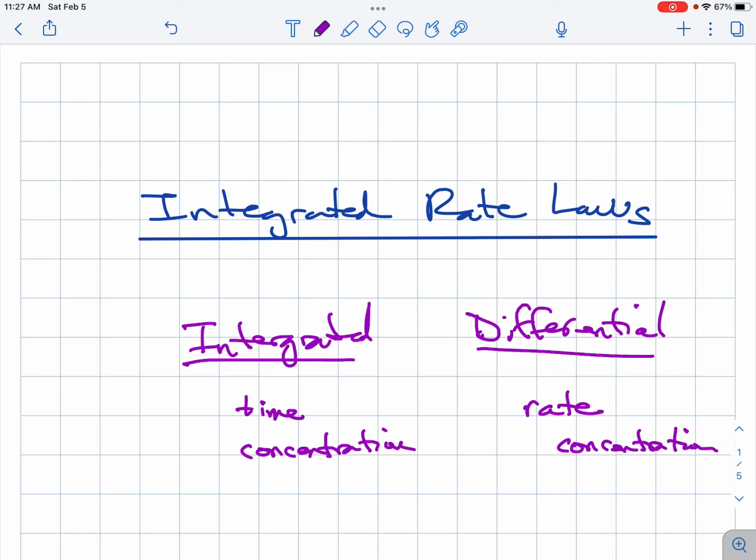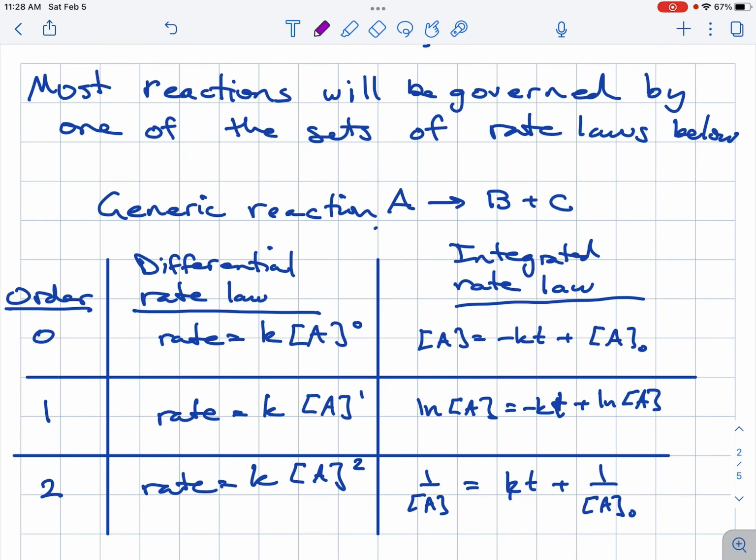Both of them are going to share a constant called the rate law constant, K, which is lowercase k. We're going to call that the rate law constant. And that's going to be in common between integrated and differential rate laws. Okay, so let's look at what these look like.